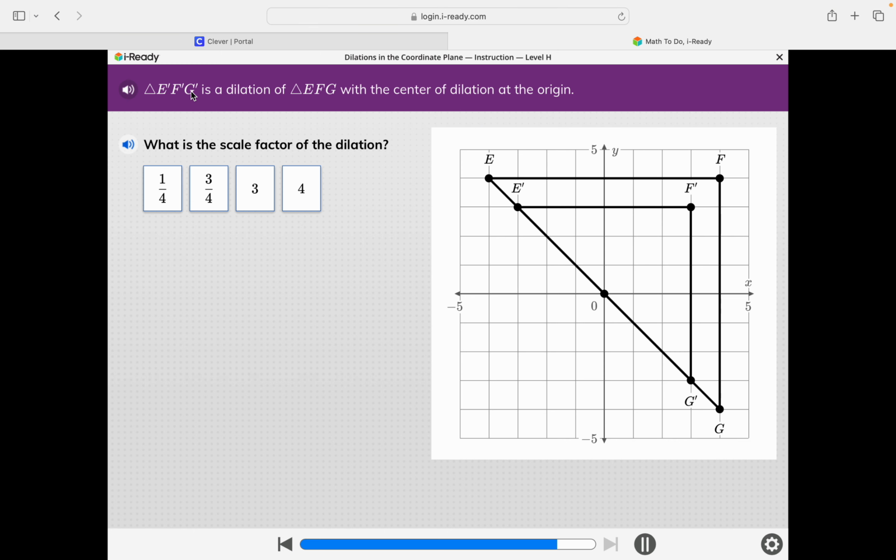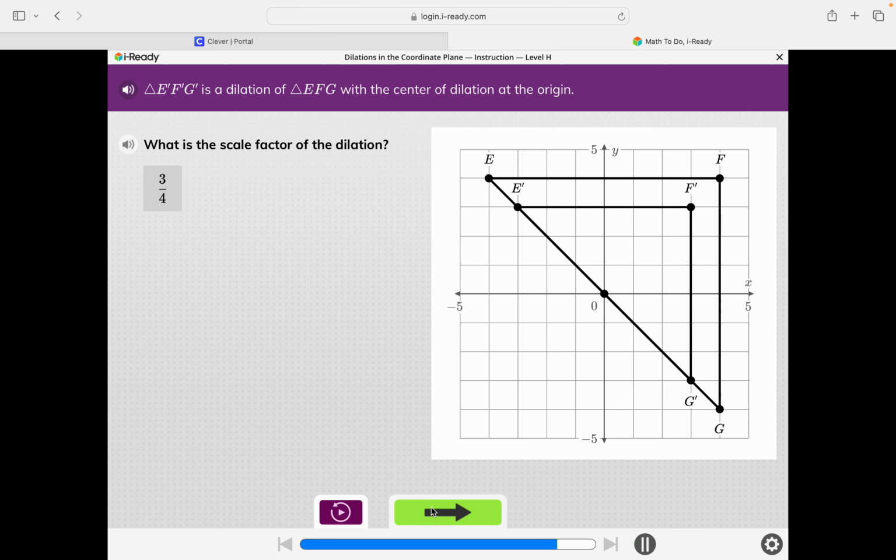Let's try 1/4. Divide by -4. Divide by -4. -4 cancel out. X equal to -3/4. I knew it was one of the fractions, because 3 and 4 is too big. Correct, 3/4. So triangle EFG is dilated by a scale factor of 3/4 with the center of dilation at the origin.